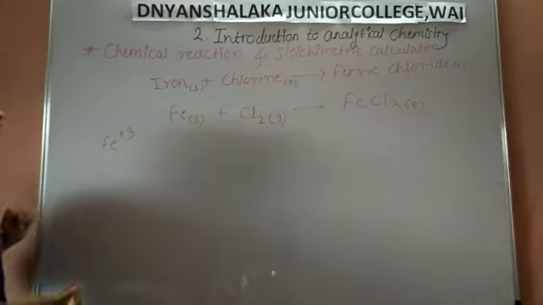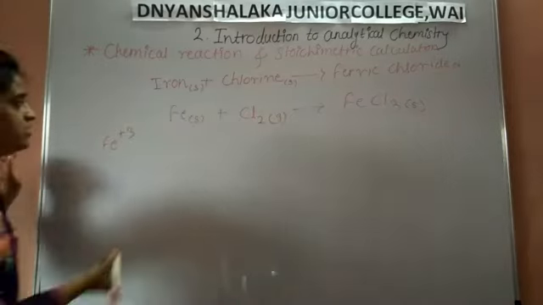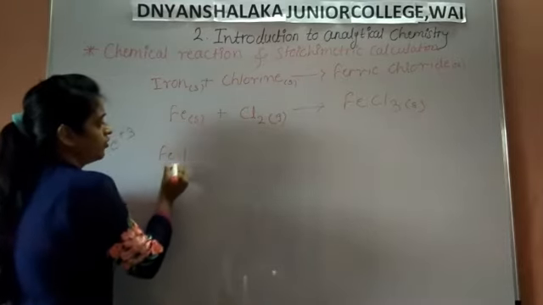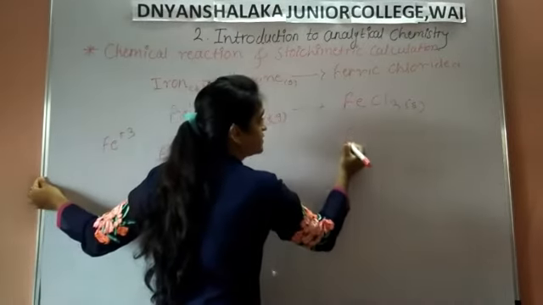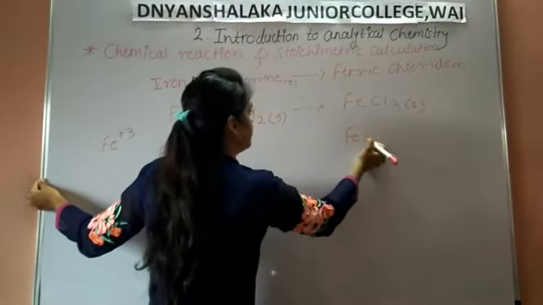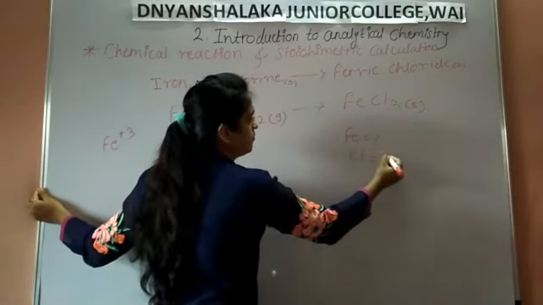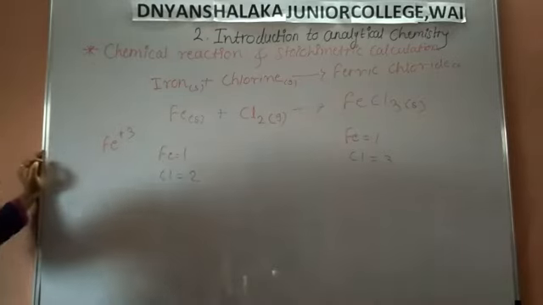Next, this is not a balanced reaction. On the left-hand side there is 1 Fe atom and only 2 chlorine atoms, but on the right-hand side there is only 1 Fe atom and 3 chlorine atoms. So we put a whole number to balance a chemical equation.